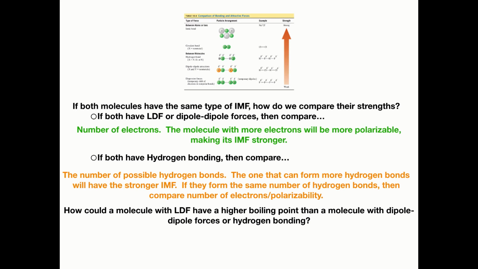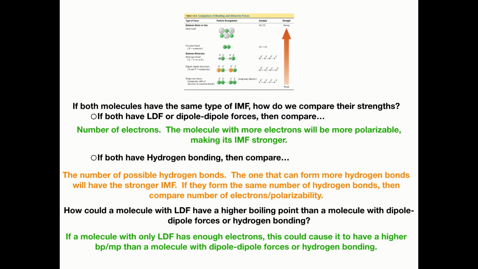Last little quirk with this. What if you were looking at two molecules and one molecule has London dispersion forces and another molecule has, let's say, dipole-dipole forces or hydrogen bonding? Is it ever possible for the molecule with London dispersion forces to have a higher boiling point or a higher melting point? And the answer is yes. A molecule with London dispersion forces can actually have stronger intermolecular attractions than a molecule that has dipole-dipole or hydrogen bonding. And the way that happens is if the molecule with London dispersion forces has so many electrons that it is extremely polarizable, this could cause it to have a higher boiling or melting point than a molecule that's smaller, that has fewer electrons and has dipole-dipole forces or hydrogen bonding.